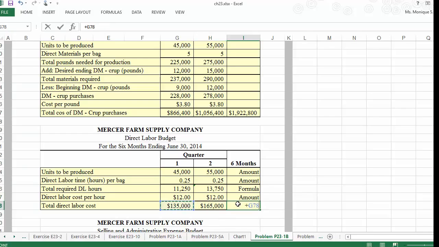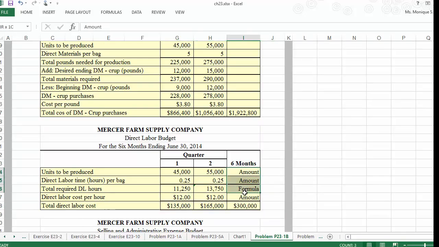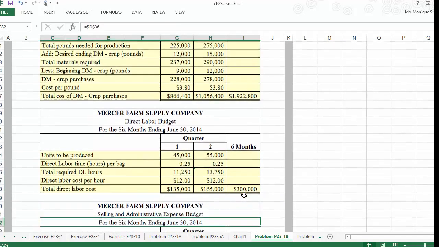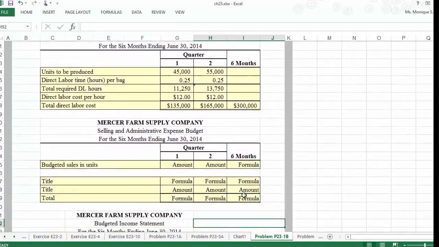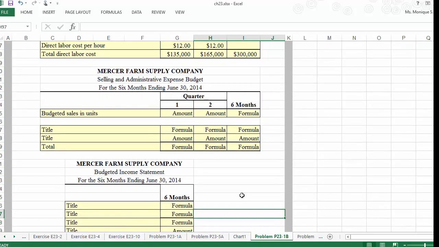And if you add both quarter 1 and quarter 2 together, you get the total amount for the first 6 months, which should be 300,000. So that completes our direct labor budget. Then we go on to our selling and admin expenses, because the problem told us not to prepare the manufacturing overhead budget because it was already done.